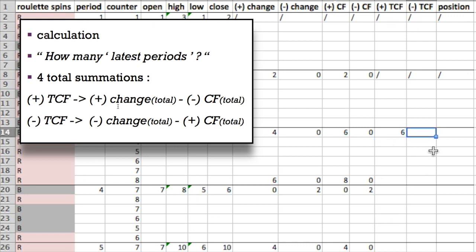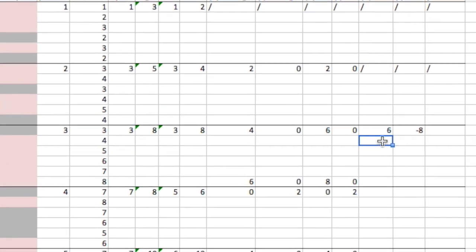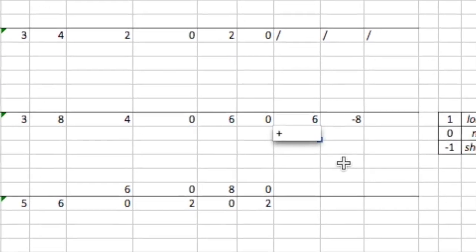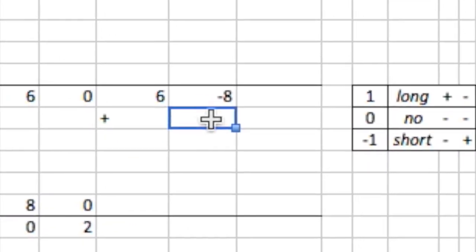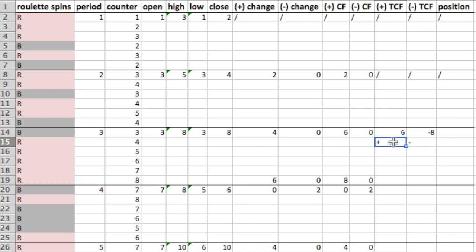Now we want to calculate the minus TCF, the negative trend continuation factor. So here, the minus change total, this minus the plus CF total, is minus 8. Now, as you can see, you see a positive number and a negative number.